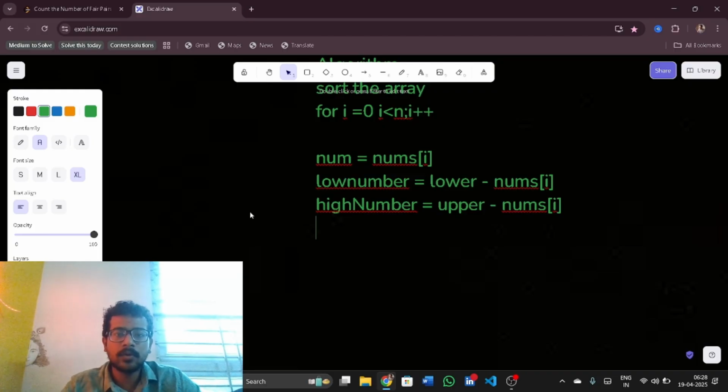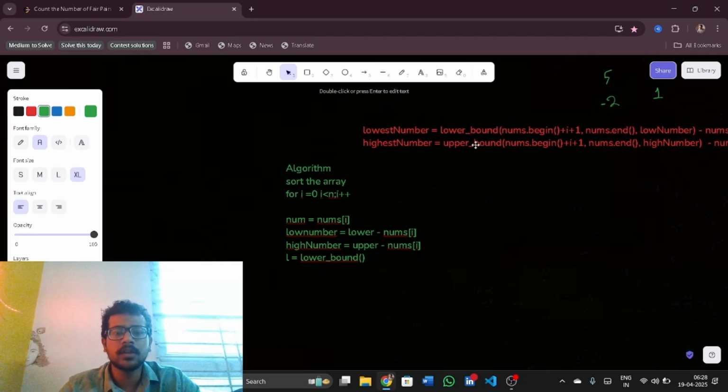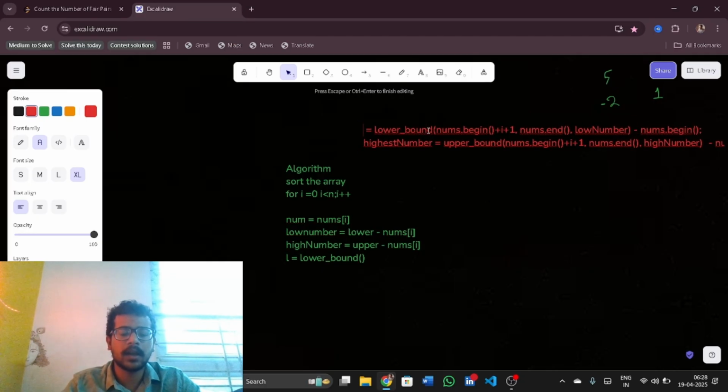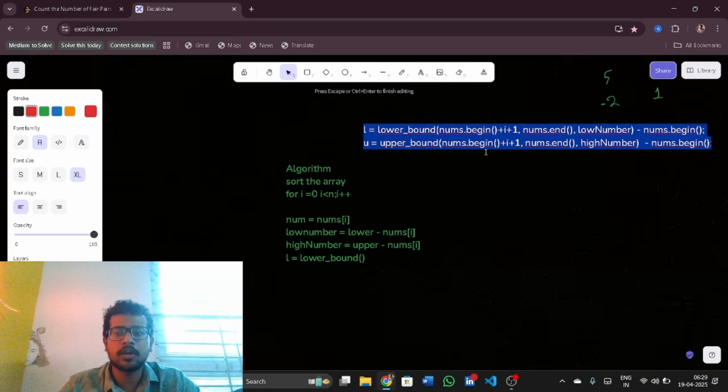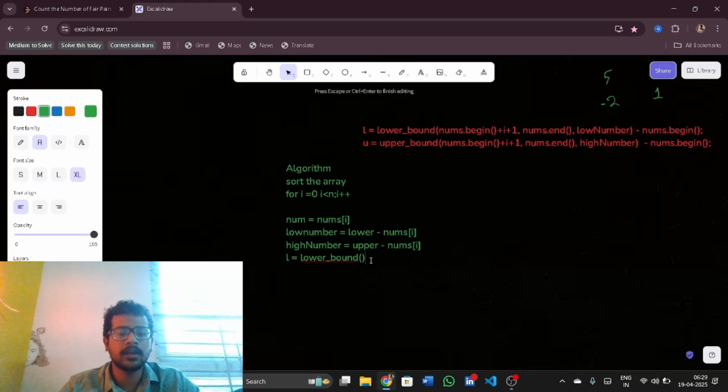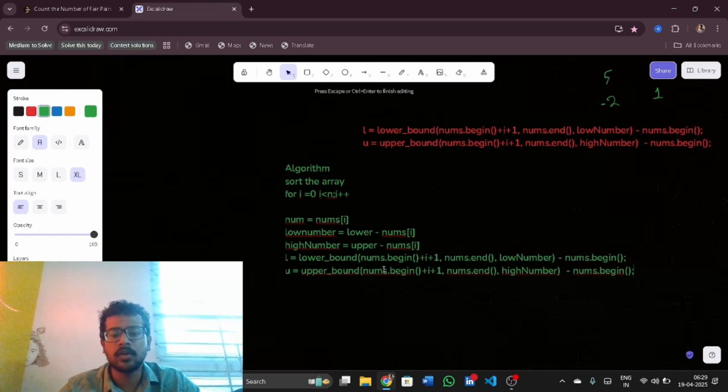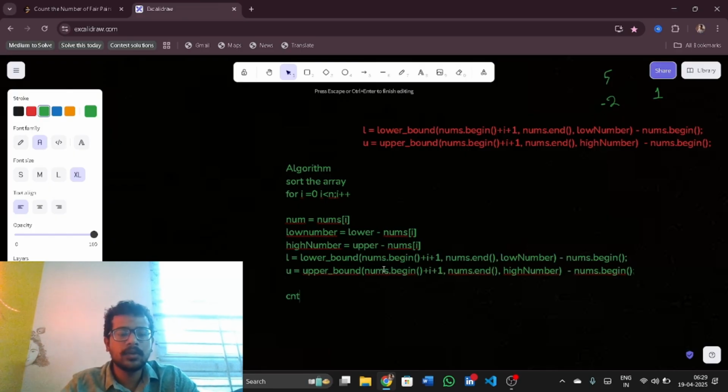Now I need the lowest bound and highest bound. So L is lower bound. As I said, this will be copied. So instead of lowest number and highest number, I need to take L and U. So I'm just copying it and pasting it here. So L will be lower bound, right? I got this. Now count plus equal to, if you remember, upper minus lower will give you the answer.